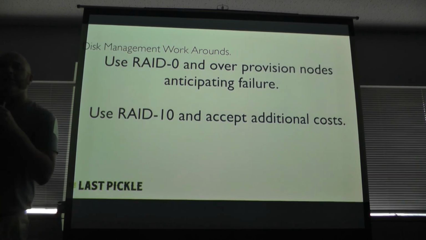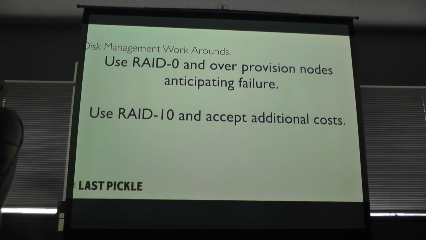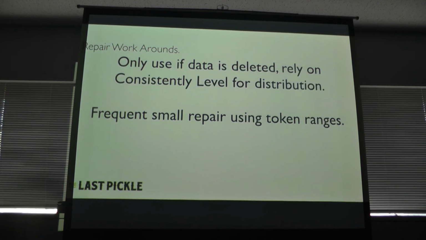For disk management, you didn't really have too many good choices. You could use RAID 0 and perhaps over-provision, expecting that there could be some failure. So you might have a node that's just sitting there, not actually in use, so that if one fails, you can very quickly move to a new one. A lot of people would use RAID 10 because operations teams are happy with RAID 10 and accept the additional costs. I wouldn't recommend using multiple data volumes prior to version 1.2 of Cassandra.